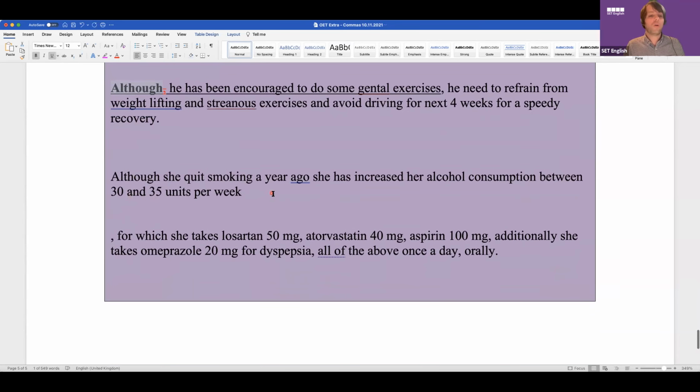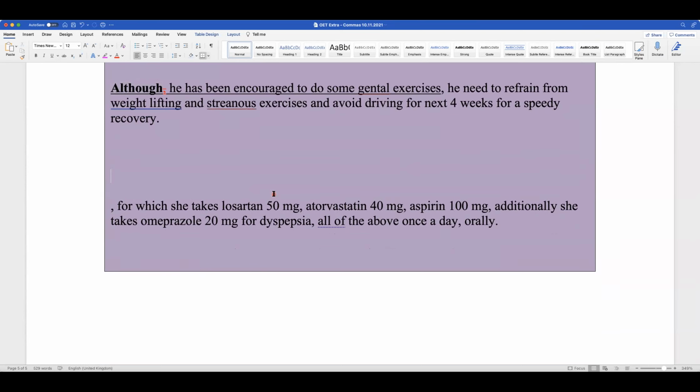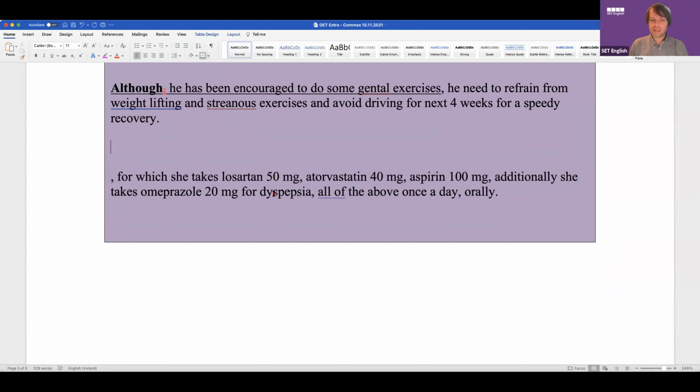What about this one? Although she quit smoking a year ago, comma. We've seen that one before. Okay. For which, this one's an interesting one. For which she takes losartan 50 mg. What's the problem? Comma before 50. What did Bianca tell us? Bianca told us that we always need a comma for dosages, right? Yes, before and after.